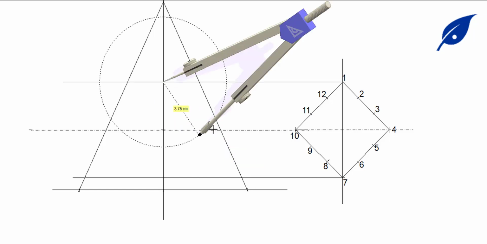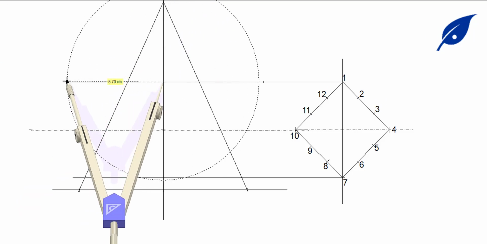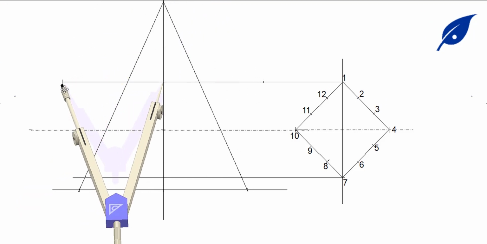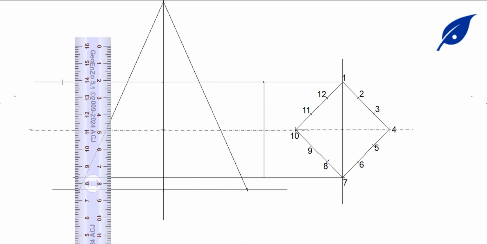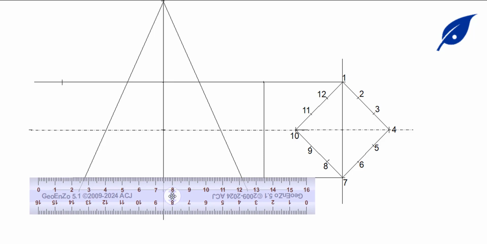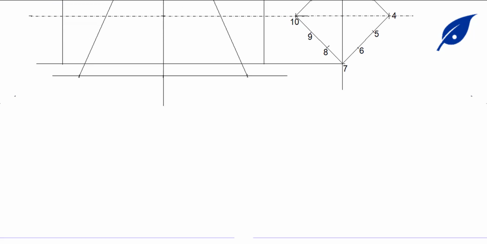The distance is 120 millimeters. So from the midpoint here, we measure 60 to the left and 60 millimeters to the right. Then we draw or project the lines downward so that we can have the full outline of the square prism on the cone in the front view.